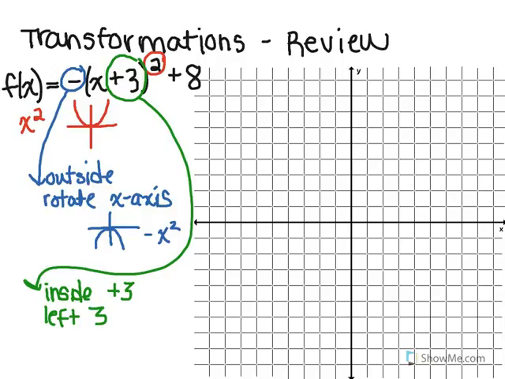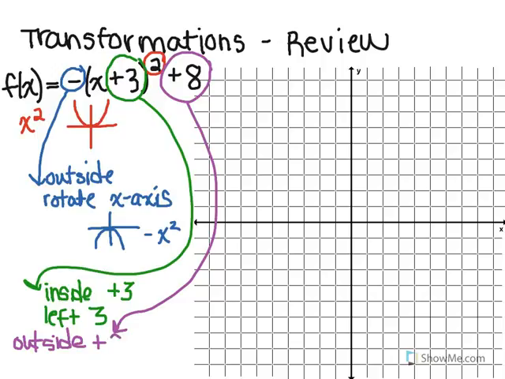And then finally, the last piece that we have is the plus 8. The plus 8 would be considered to be outside the function. Anytime it's outside of the squared piece, it's going to move up or down. Anytime it's positive, it's going to move up. So this tells us we're going to move up 8 units.